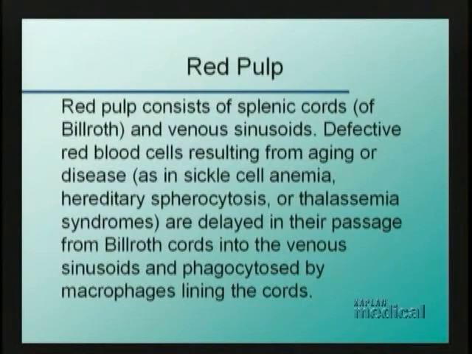The red pulp consists of what we call splenic cords of Billroth and venous sinusoids, and this, as we've alluded to earlier, is the site where defective red blood cells are filtered out of the bloodstream. And also, this is going to be a site where defective red blood cells, as seen in cases of sickle cell anemia, hereditary spherocytosis, or thalassemia syndromes, are basically delayed in their passage from the open circulation back into the venous sinusoid and phagocytosed by macrophages that are lining these Billroth cords.